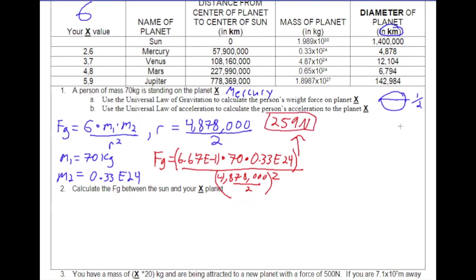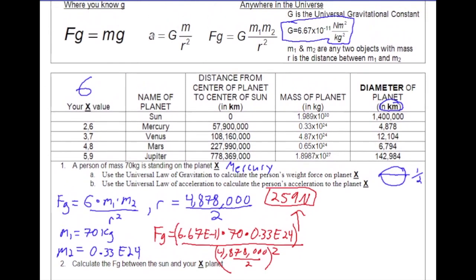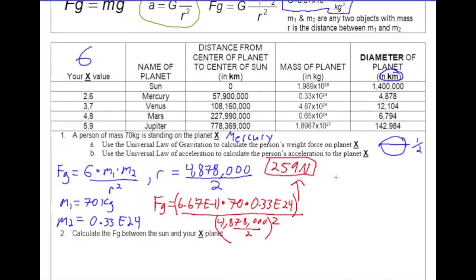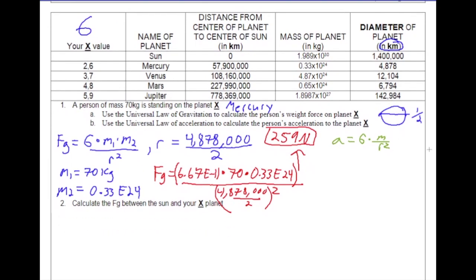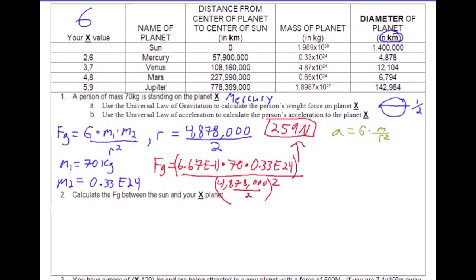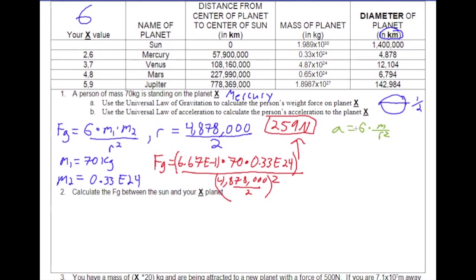The next question says, use the universal law of acceleration to calculate the person's acceleration to that planet. That one is going to be this equation right here, because that's the only one that has acceleration in it. I'll write it down here: a equals big G times m over r squared. The thing to note is that it doesn't tell us which m this is, and it doesn't tell us which r this is. But we can use some reasoning to figure it out. When we're talking about the acceleration equation, we also need to remember that it's the acceleration due to that planet.